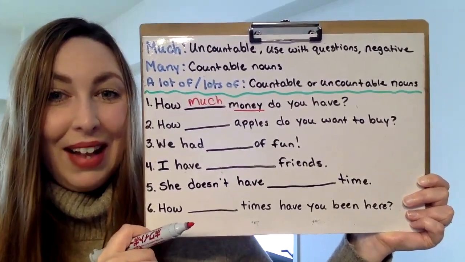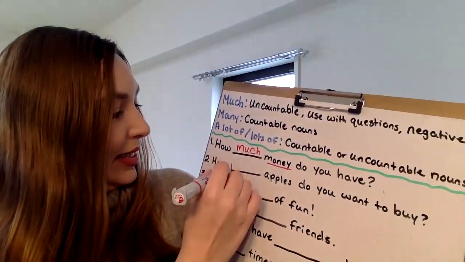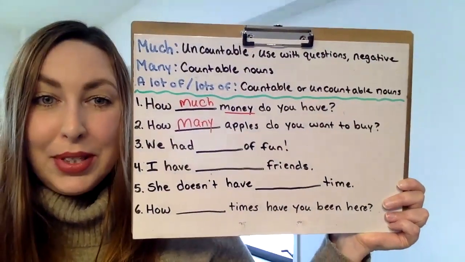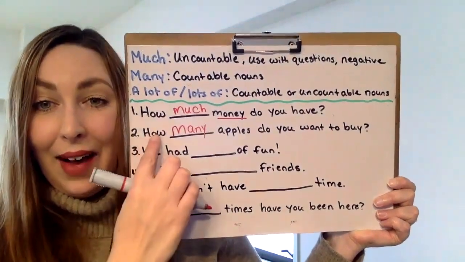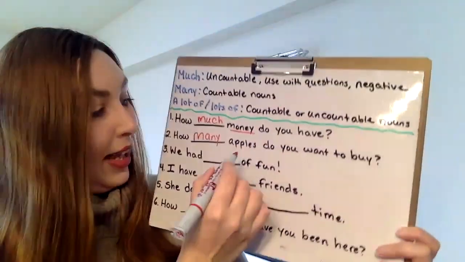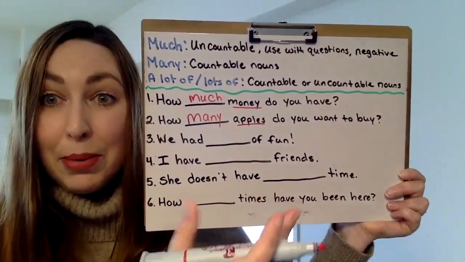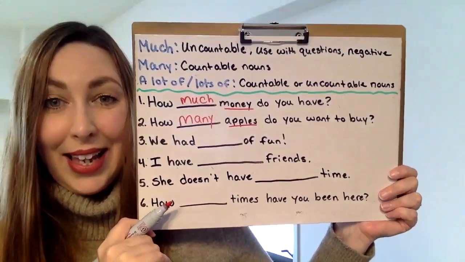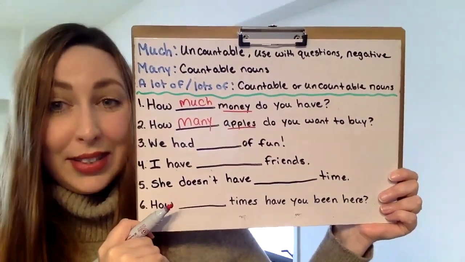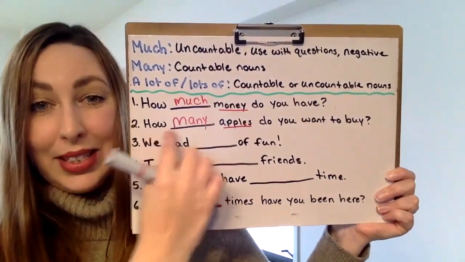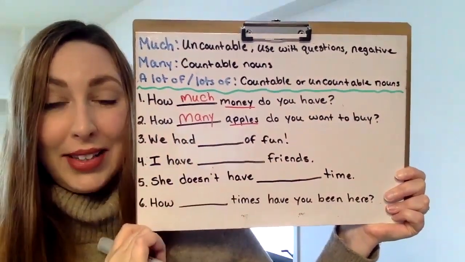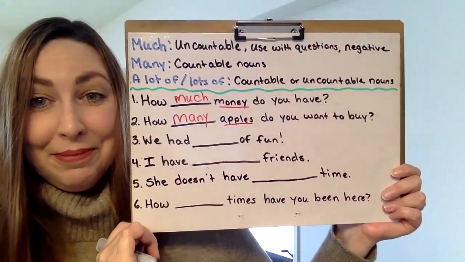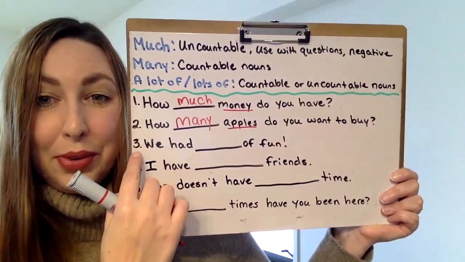Okay. All right. So the correct answer here is: how many apples do you want to buy? How many? Apples is countable: 1 apple, 2 apples. Again, we cannot say a lot of or lots of here because we're using the word how. The sentence structure doesn't make sense for a lot of. We could say, do you want to buy a lot of apples? That would be okay.